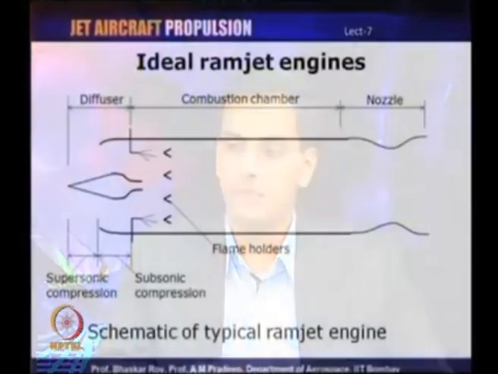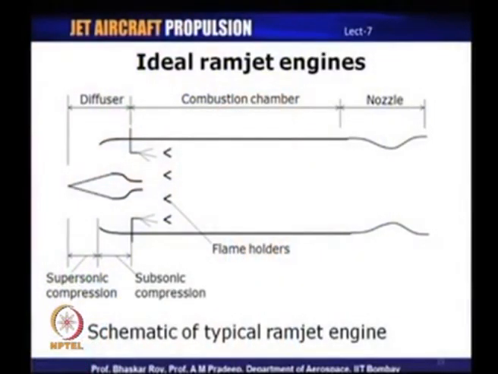Now let us look at a schematic of a ramjet. I mentioned that it is very simple, and it is indeed simple to look at the schematic: it consists of a diffuser, a combustion chamber and a nozzle. Of course, the diffuser is slightly complicated. It is a supersonic diffuser, with one component known as supersonic compression, followed by a subsonic compression. At the inlet of the combustion chamber, there are fuel injectors, which initiate combustion, and flame holders to ensure that the combustion is stable. And then at the exit of the combustion chamber, we have a nozzle.